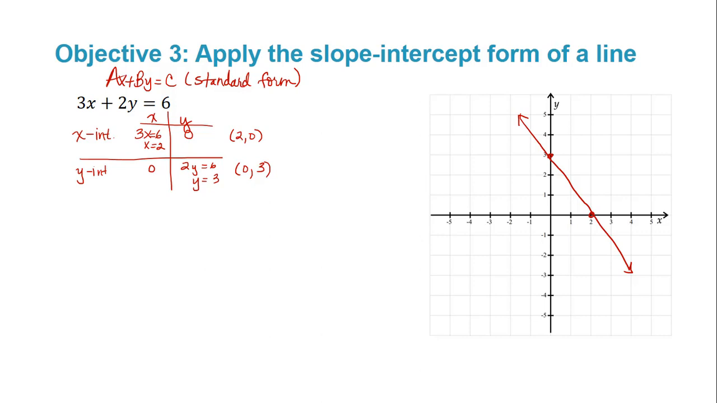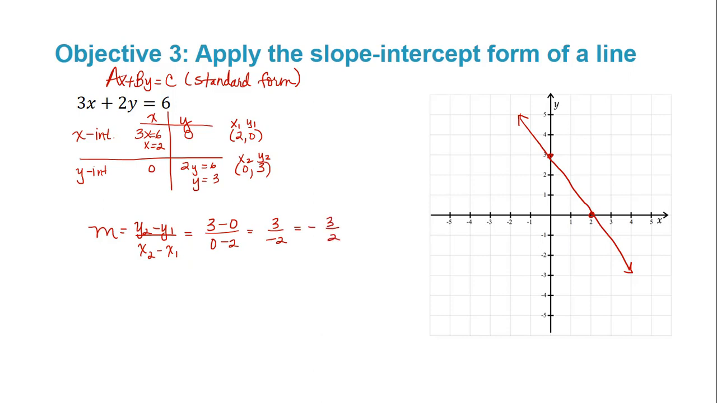To find the slope of this line, we can use y sub 2 minus y sub 1 divided by x sub 2 minus x sub 1. If we label (2, 0) as x1, y1, and (0, 3) as x2, y2, we get 3 minus 0 divided by 0 minus 2, or 3 over negative 2, which is the same thing as negative 3 halves.